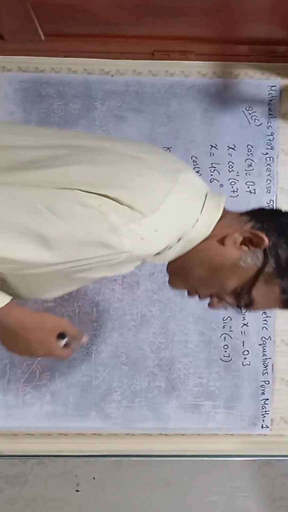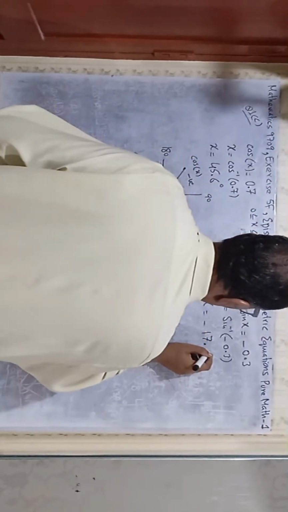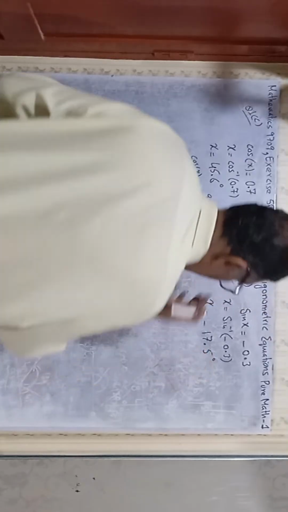Okay, so simply I can take shift sine. In the bracket I will write minus 0.3, bracket close, equals, this is minus 17.45. So they gave me an angle which is minus 17.45. So x is equal to minus 17.45, which is about minus 17.5. So this angle is negative.